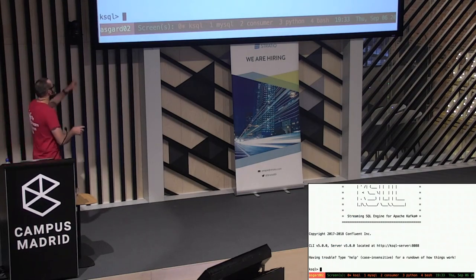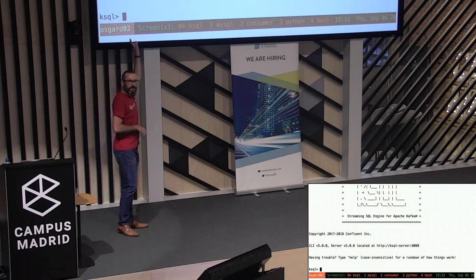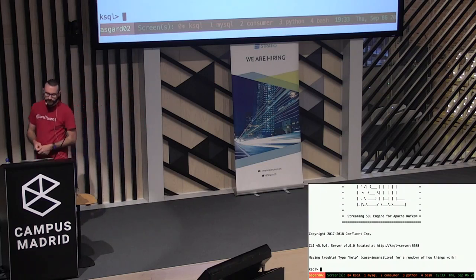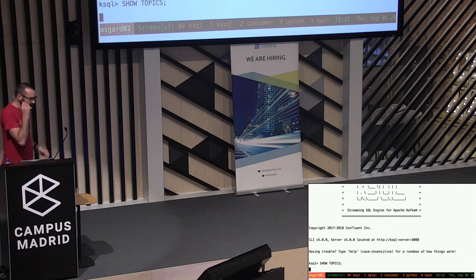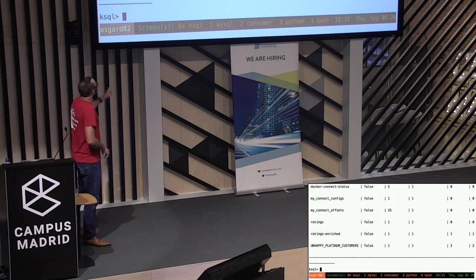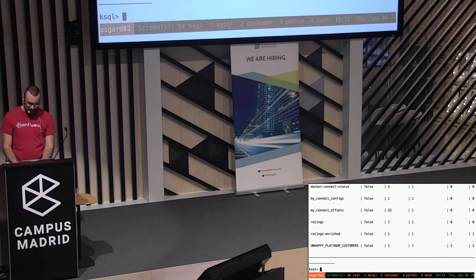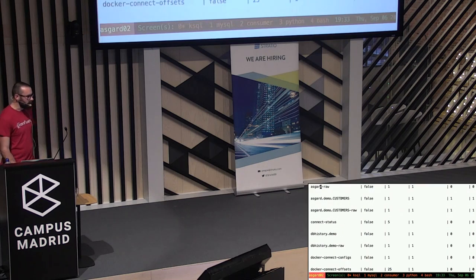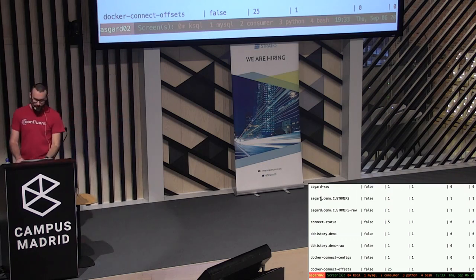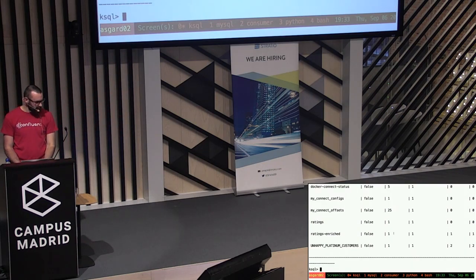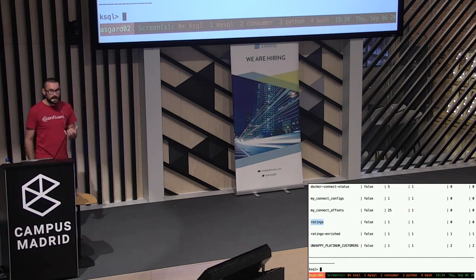Okay, I'm at my KSQL prompt. It's just like a MySQL prompt or a PL/SQL prompt, or it's a SQL prompt. I can say, show me the topics on the system. So we've got a bunch of different topics. If I scroll up, we can see we've got one called customers. That's the one I showed you before. We've got a bunch of internal topics. We've also got one called ratings. So I've got a ratings topic.